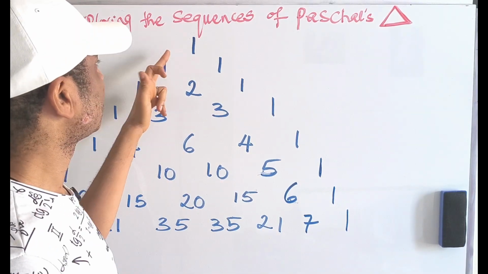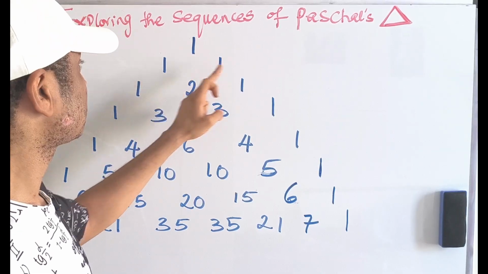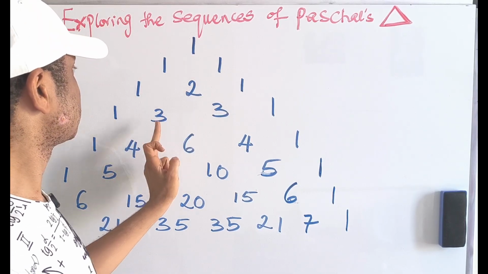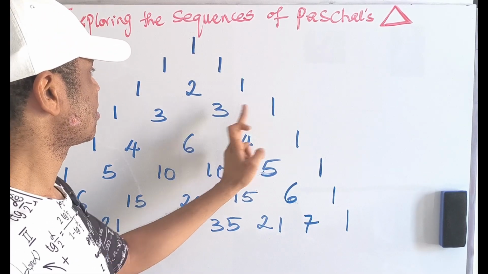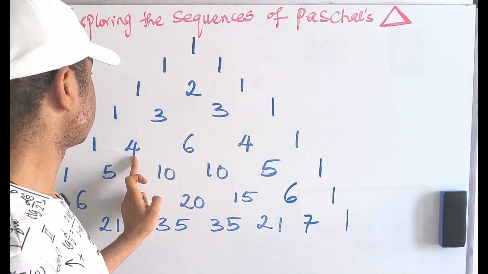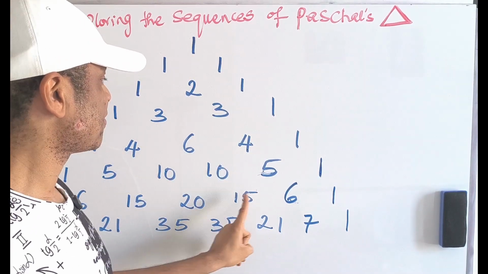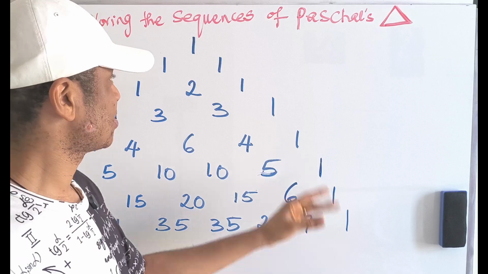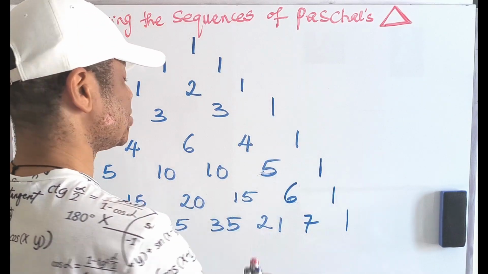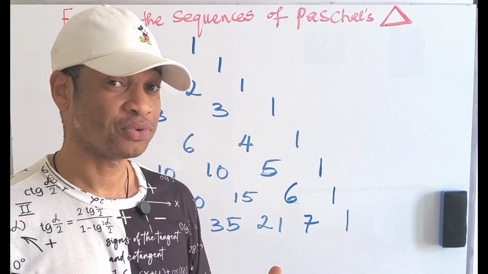So you can see it starts from 1. 1 plus 1 is 2. 1 plus 2 is 3, 2 plus 1 is 3, 3 plus 1 is 4, 1 plus 3 is 4, like that. So it continues. 5 plus 6 is 11, 6 plus 1 is 7. So it forms a triangle. But this is not what I'm looking at, okay?